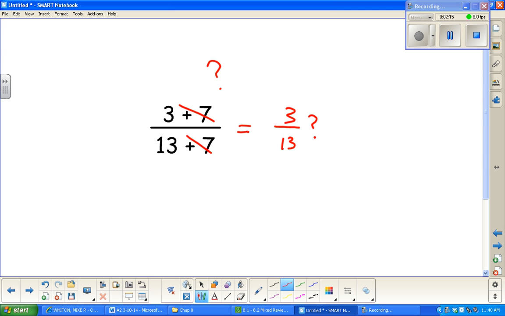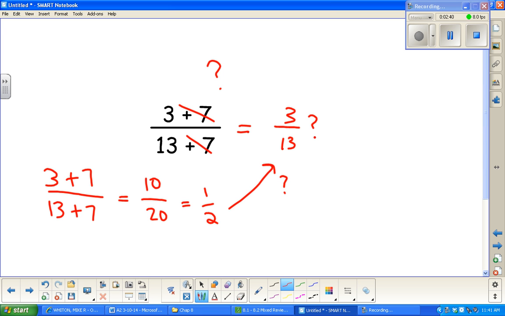I guarantee if you're going too quick, there's times when you're going to do this, and hopefully we recognize that's not true. The original expression was 3 plus 7 over 13 plus 7. And if we actually do the math on there, 3 plus 7 is really a 10. The denominator is really a 20. This thing really equals 1/2. It does not equal the 3 over 13.